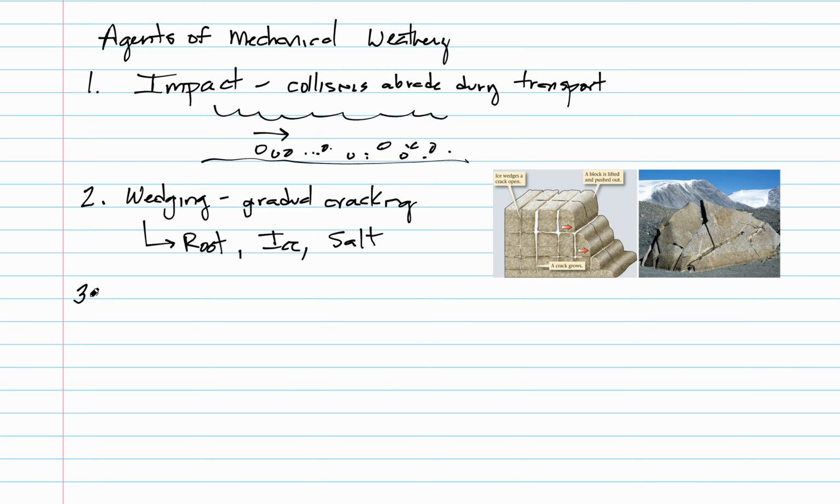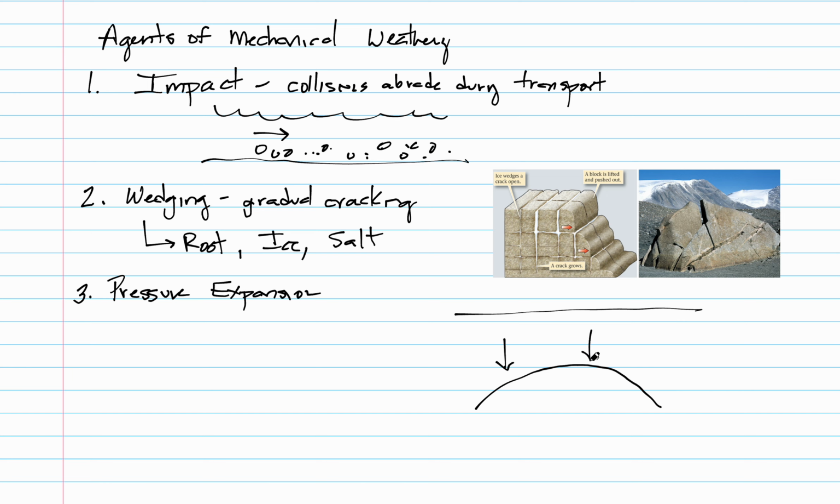Agent number 3, pressure expansion. This might be the hardest one to understand. Rocks are under huge amounts of pressure when they're underground. So here's, let's say, a frozen magma chamber, and it's deep underground. There are huge amounts of pressure keeping everything together. But then as erosion occurs, let's say we erode, and we erode, and we erode, and we bring that closer to the Earth's surface. There is now much less pressure than there was initially.